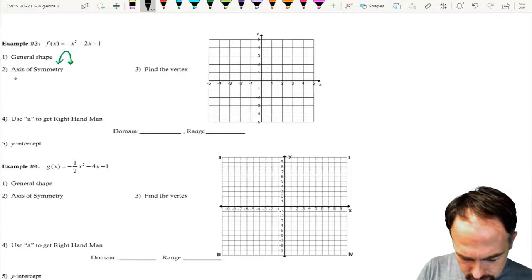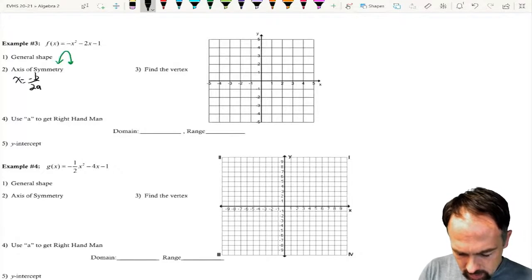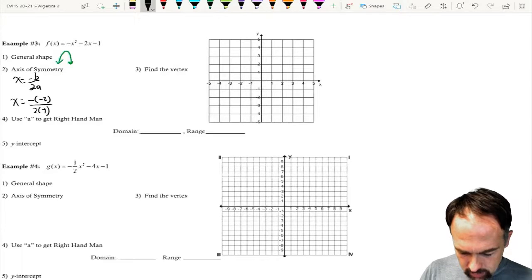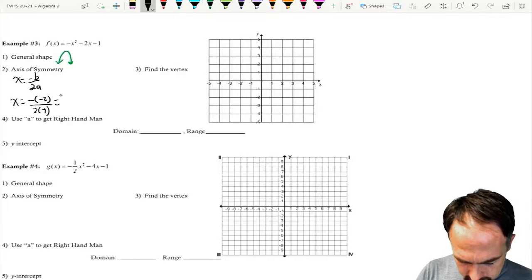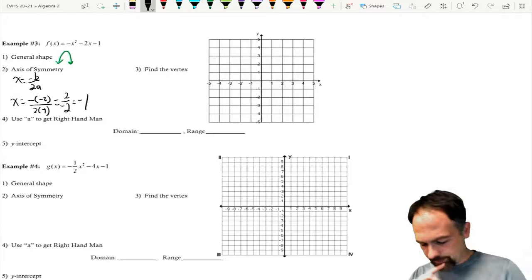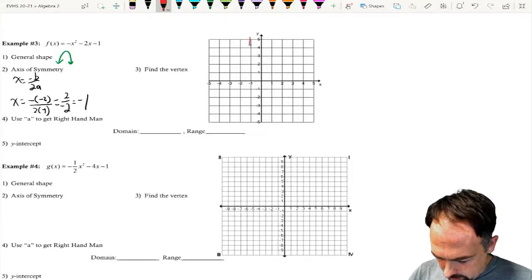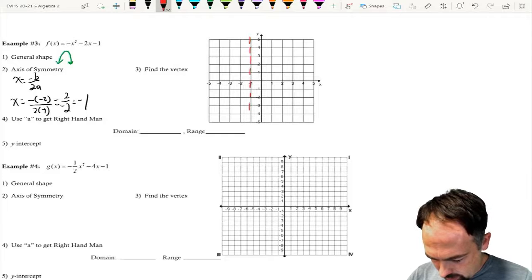Axis of symmetry is going to be at x equals -b over 2a. So that's x equals negative times -2 over 2 times -1, which looks like I've got +2 over -2, which is -1. That means my axis of symmetry happens there.